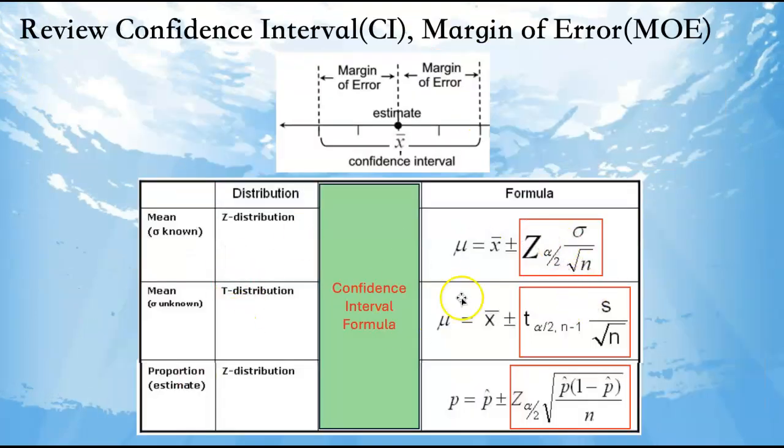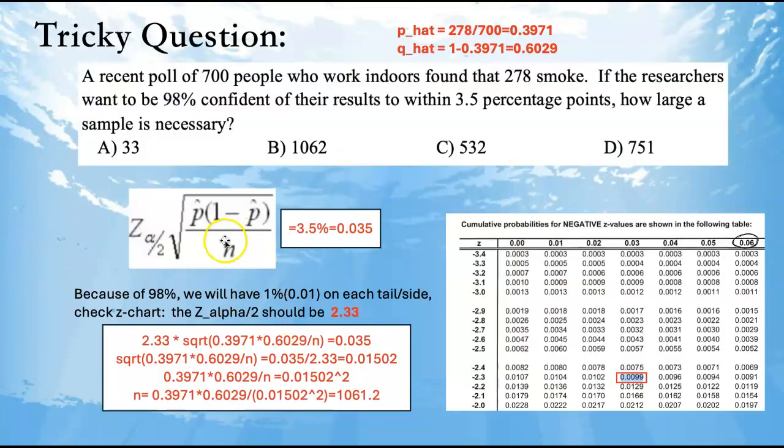Now we check where this 3.5% should be. Based on these three scenarios, we are not given sigma, we are not given S. We are only given something about the proportion from the sample, p hat. So we use this boxed formula, which is the margin of error formula in this situation. So I can write down this portion equal to 3.5%, and I have to write this as a decimal.